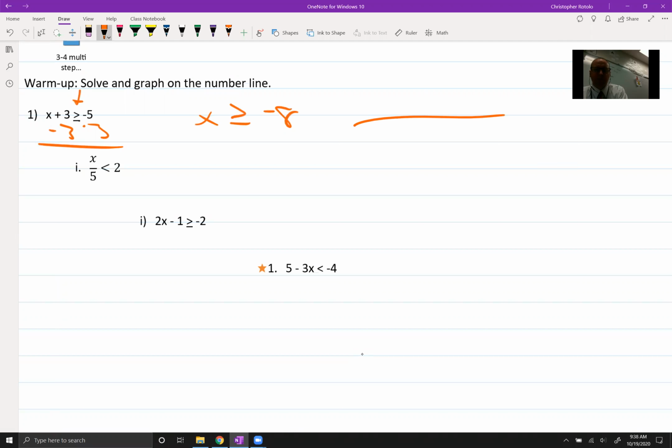Okay, so some things that we're going to point out, right? So here's 0, here's, let's say, -8. Since it can be equal to, that means it's going to be a solid point right here. And x is to be greater than, so we're going to work to the right because those numbers are greater.